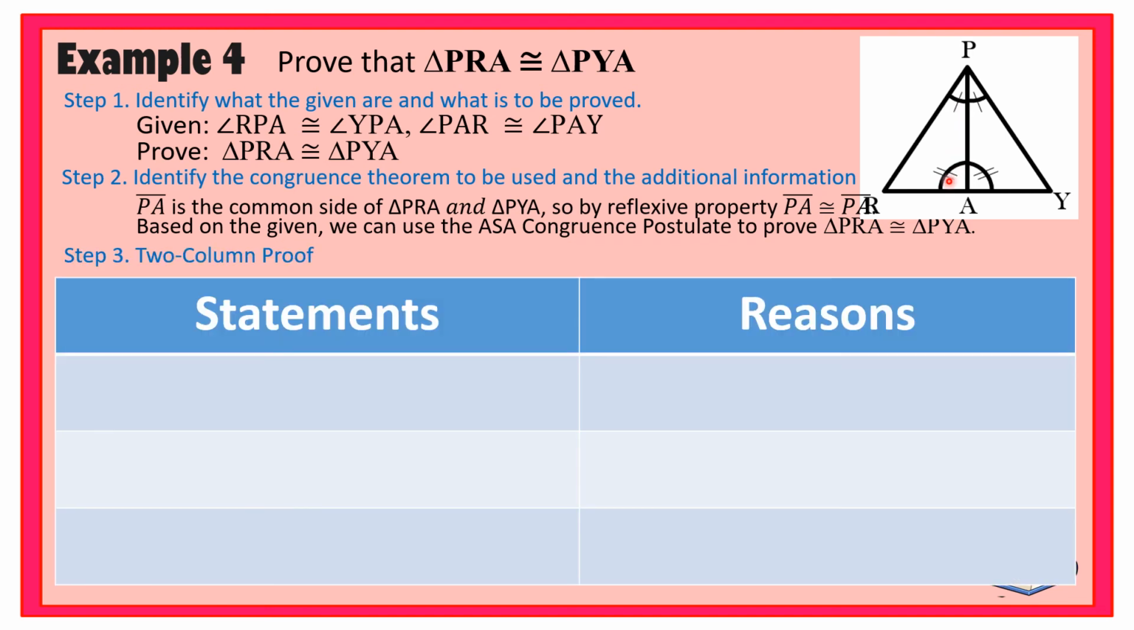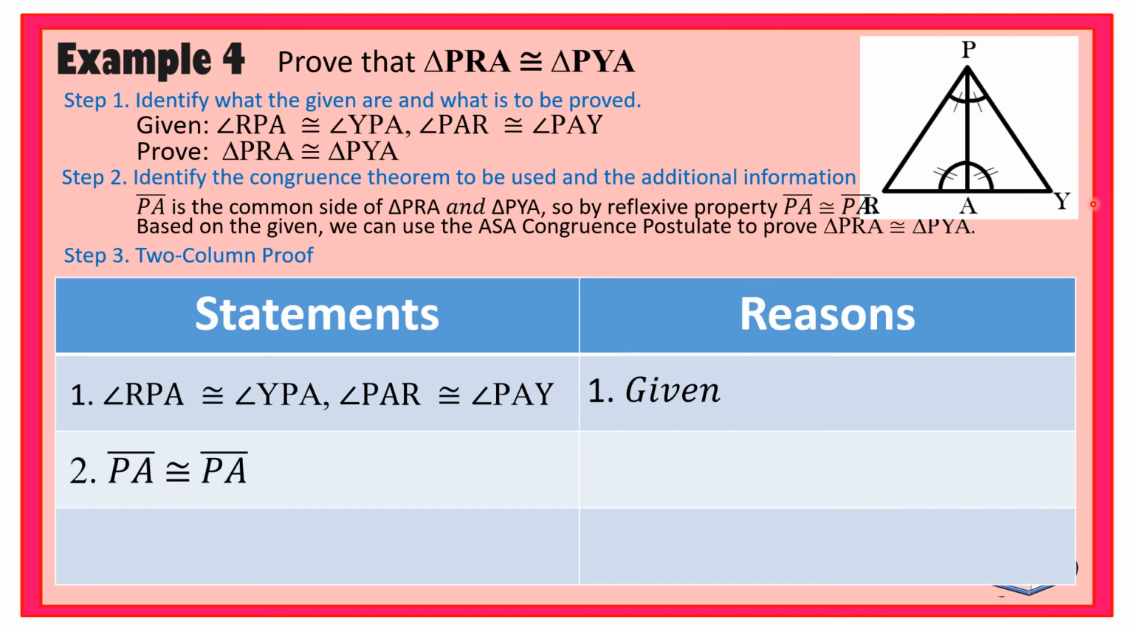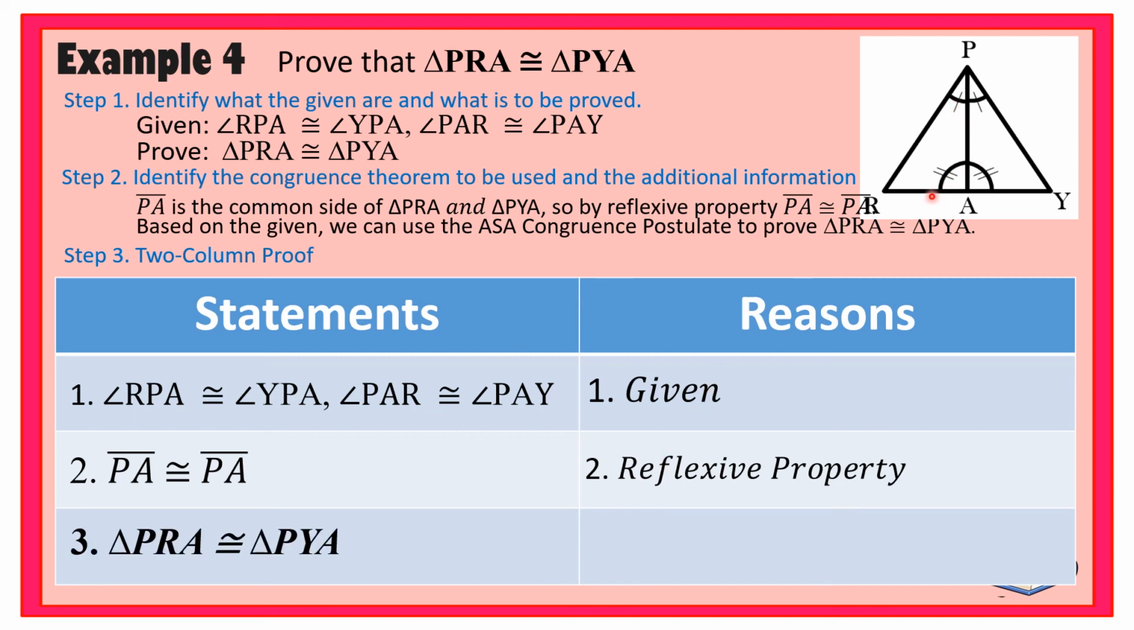Okay, let's do it. Two-column proof tayo. Ang statement natin, we have angle RPA is congruent to angle YPA. Angle PAR is congruent to angle PAY. And from there, we can say given, of course. And yung sinabi natin sa ating plano. Diba? Pwede nating masabi that PA is congruent to PA by reflexive property. And from reflexive property, meron ako ASA. Pwede ko nang sabihin that triangle PRA is congruent to triangle PYA by ASA congruence postulate. I hope naintindihan ang example 4.